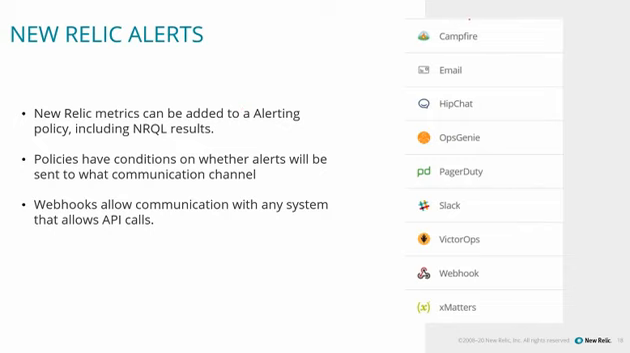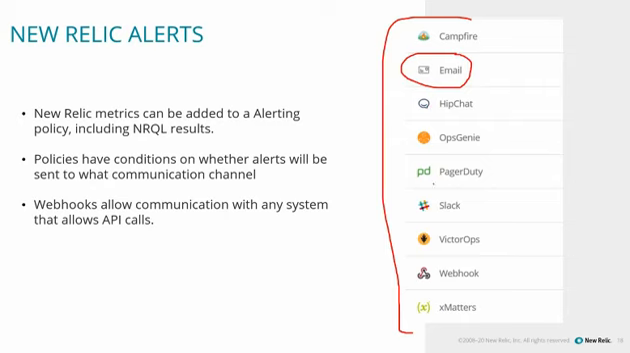You can receive alerts by email. You can receive alerts by Slack if you're using Slack. Webhooks can send alerts anywhere, and so on and so forth. You can integrate with Jira. You can integrate with PagerDuty and other systems as well. So we have a lot of options to send information.